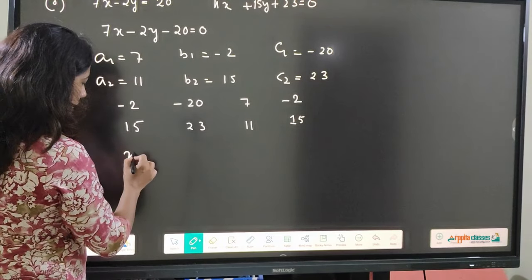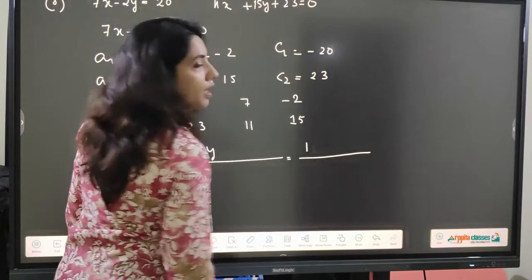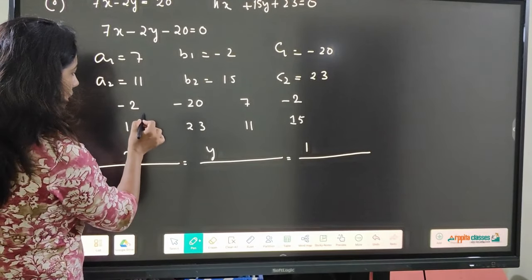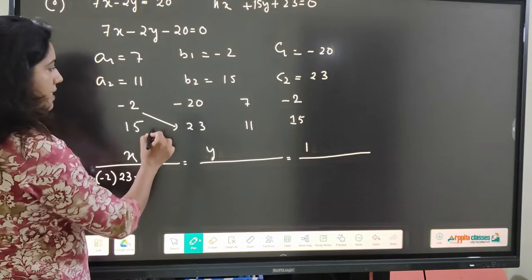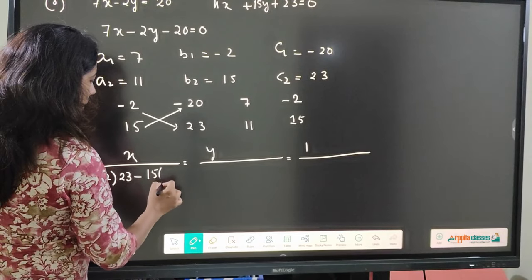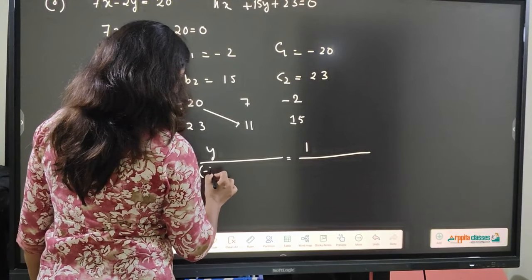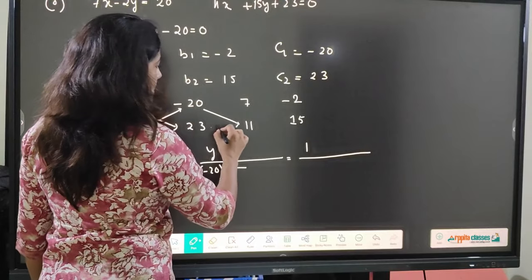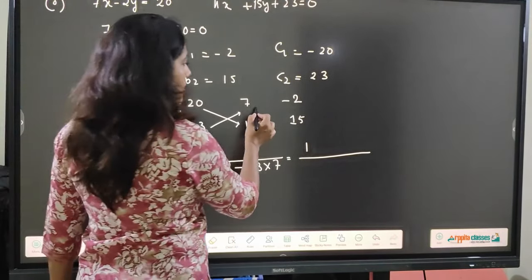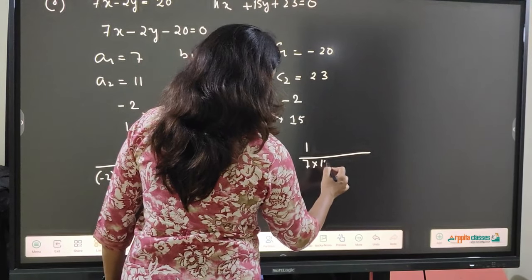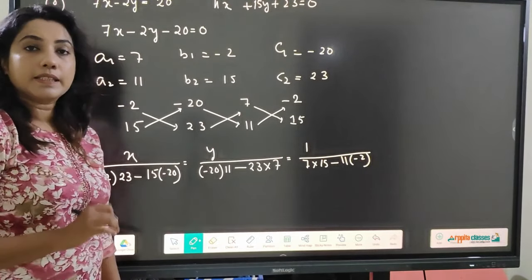So now x upon, y upon, and 1 upon. Under x upon, minus 2 into 23. So minus 2 into 23, there is a minus sign, 15 into minus 20. Under y upon, minus 20 into 11, there is a minus sign, 23 into 7. Under 1 upon, 7 into 15, there is a minus sign, 11 into minus 2. Now let us calculate it properly.